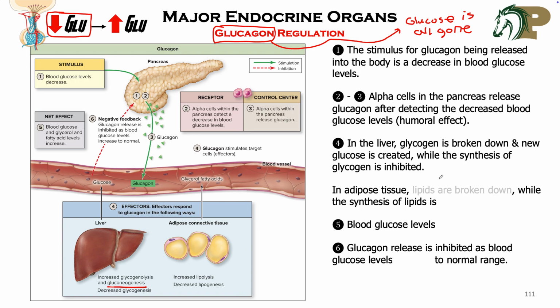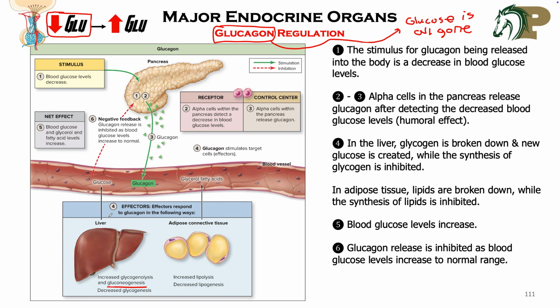In adipose tissue, lipids are broken down while the synthesis of lipids is inhibited. So we have the exact opposite of what we had going on with insulin. Blood glucose levels as a result of all of this will start to increase, and glucagon release will be inhibited as blood glucose levels increase to normal range.